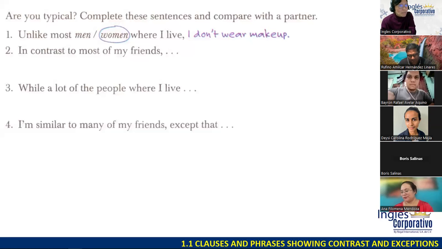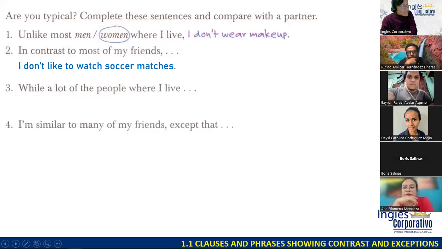So what do I mean by saying this sentence? Pretty much what I'm saying is in El Salvador, women wear makeup, but I don't. So I am making contrast, right? Es un contraste. And okay, this is just one example. Then I'm going to give you each example and then you are going to create your own examples, okay? In the second one, I have: In contrast to most of my friends, I don't like to watch soccer matches.